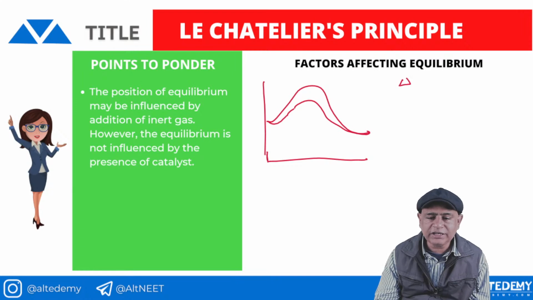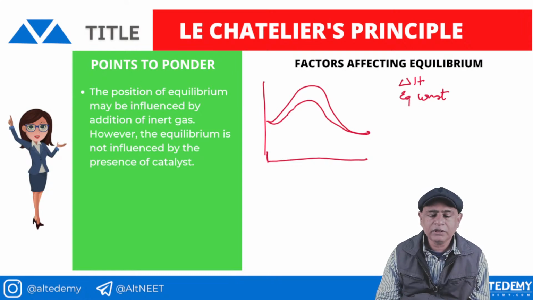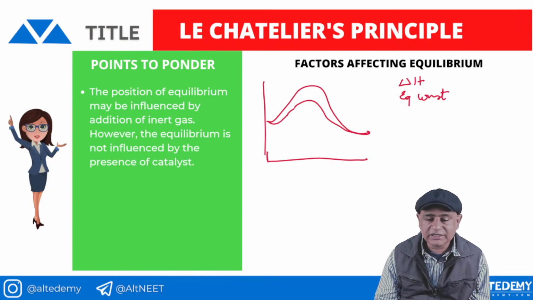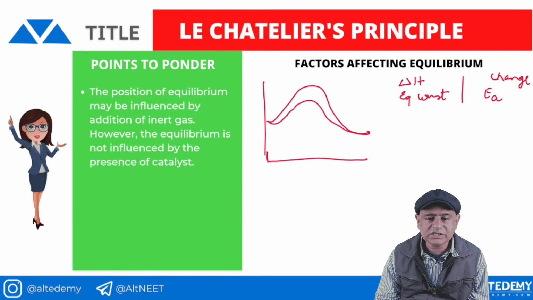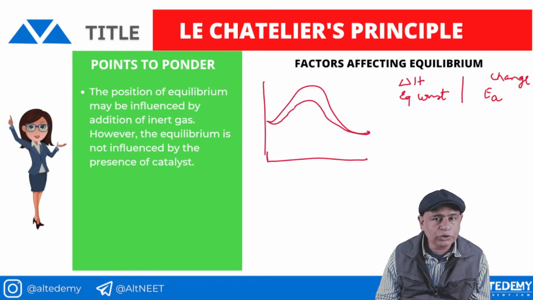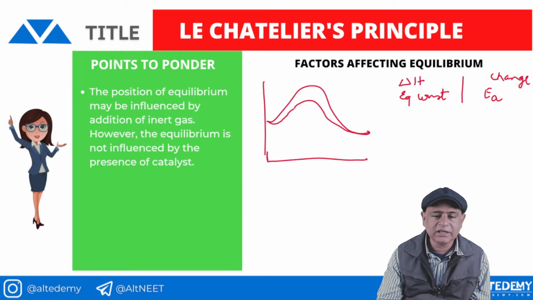There is no change in delta H when we are using a catalyst in a reaction. There is no change in equilibrium constant when we are using a catalyst. But yes, there is change in what? Only the activation energy. There is change in activation energy. Neither delta H nor equilibrium constant, both are not changed because of the introduction of or presence of a catalyst in a reaction.